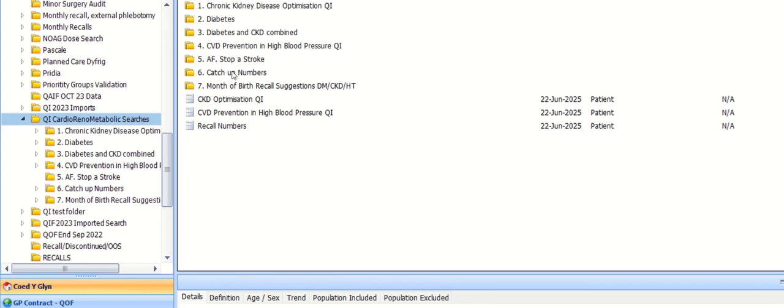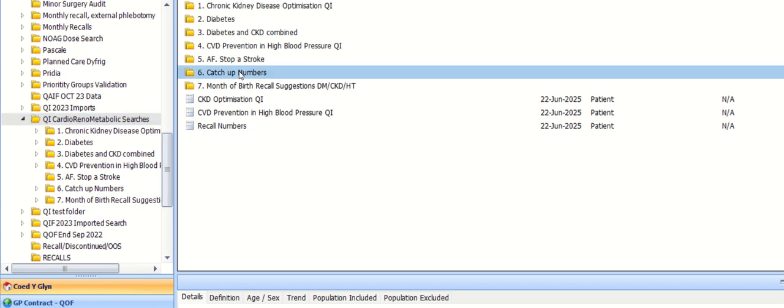So there's the folder that tells you where you are at the moment. That's slightly different to the audits, which tell you how well you're doing. So the audits here will tell you how many of your patients who are eligible for a Flozin have had a Flozin. The catch-up numbers tell you how many of the rest are there available to consider reviewing and chasing.